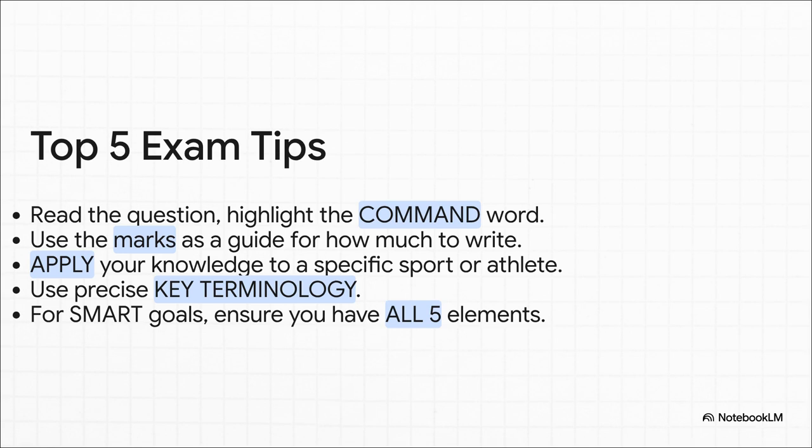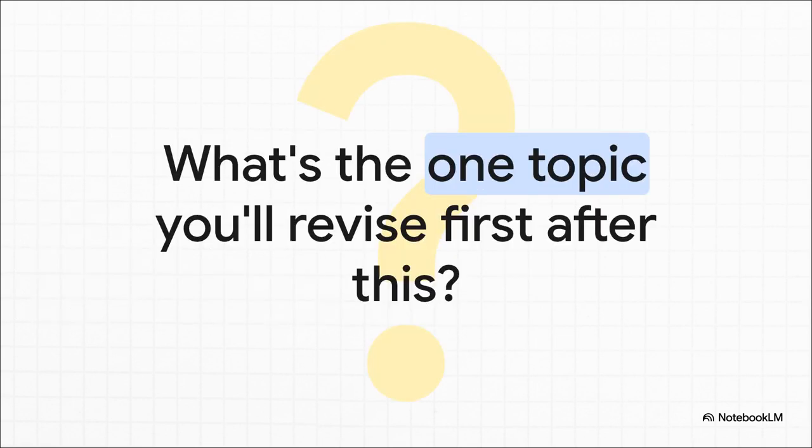And always apply your knowledge to a sport, use the right key terms, and for a Smart Bowl question, just double-check you've got all 5 elements. It's about giving the examiner exactly what they're looking for. So, your revision starts right now. No excuses. What's it going to be? Pick one of those hot topics we've talked about. Maybe it's commercialization, maybe you're going to practice that 9-marker structure, and just get to work. You've totally got this. Good luck.